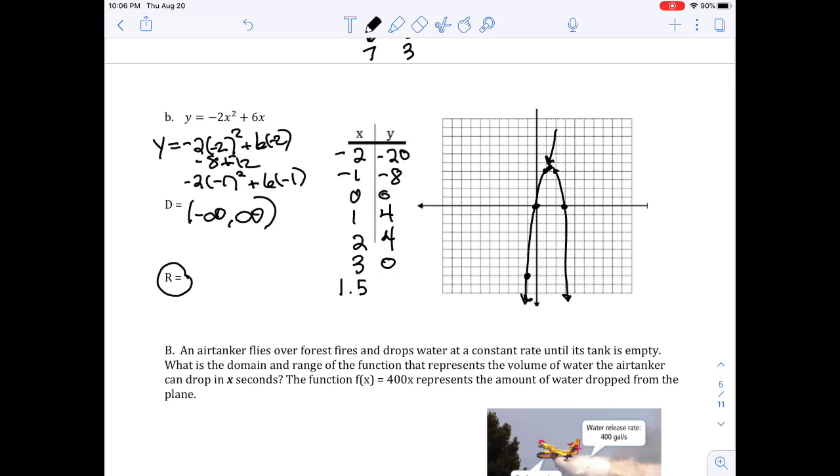So I'm actually going to go to my calculator for this. I'm not going to try to square a decimal. So -2 times 1.5 squared plus 6 times 1.5. And you get 4.5. So it looks to me like 1.5, 4.5 is exactly that maximum value. And so the highest y value, that's the point 1.5, 4.5. The highest y value there is 4.5.